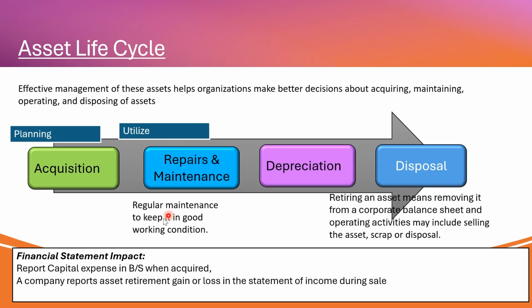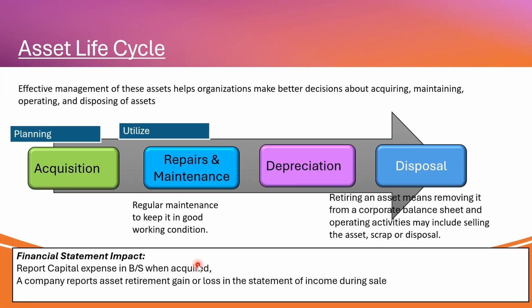So this is regular maintenance, which will help you keep the asset in good working condition, right? This is where you again impact the profit and loss account, if it is a revenue expenditure. Then we have depreciation. Again, you are going to impact the statement, and then we have a disposal. Disposal means you're retiring an asset, removing it from a balance sheet account, and operating activities for disposal will be like selling an asset, scrapping it, or maybe a disposal, right?